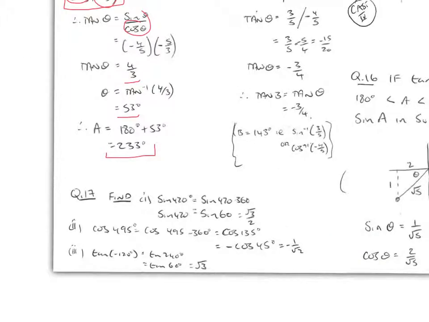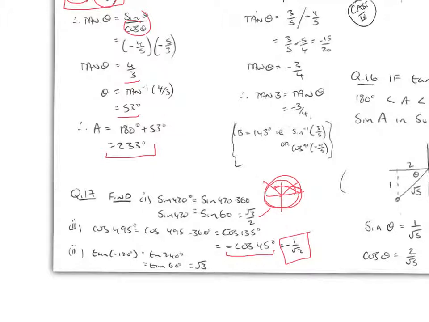Now, question 17. Find the sine of 420. Well, 420, we go around 360 and around some more, is the same as the sine of 60. That's equal to root 3 over 2 from the log tables. The cos of 495, we go around 360 and we go further 135 degrees. And the cos of 135 degrees is equal to negative cos 45 degrees. It's minus 1 over root 2.